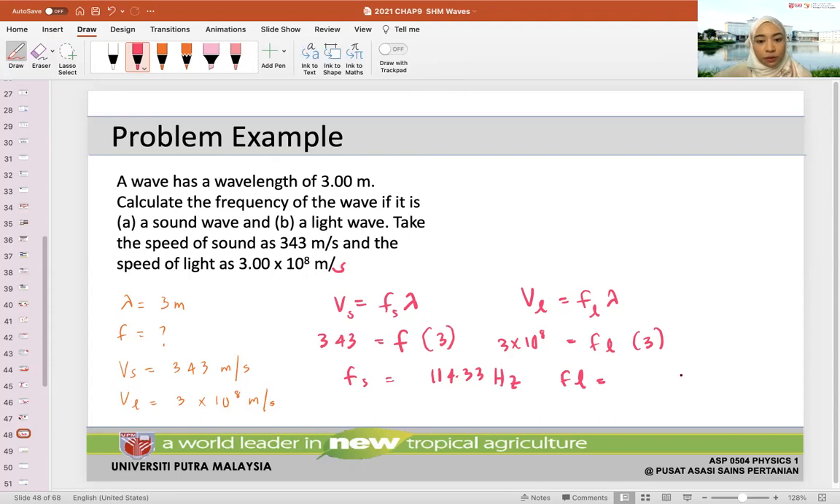So this is quite straightforward, just using the equation. So this is 10 to the 8 hertz, right? So 3 divided by 3. Okay, next one.